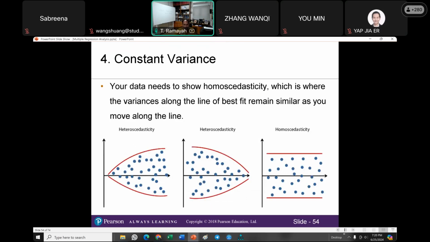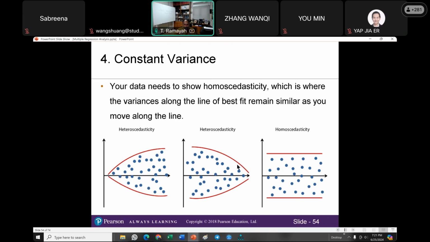Number 4 is called constant variance. Constant variance is like this. This is your variance. If your variance at this point is small, then it becomes larger at this point, or small here and becomes larger at this point, this is not constant. The variance is small here and then very large here.